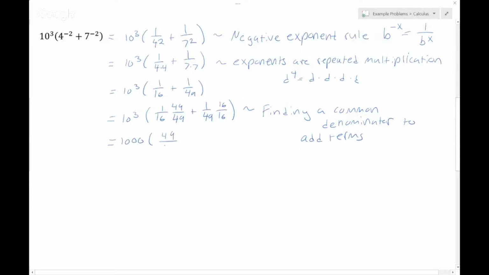Now that we have a common denominator of 784, we can just add these two fractions together to get a fractional number that we can multiply by 1,000 to find our fractional answer. With that said, for this problem, we end up getting 65,000 over 784, which is about 82.9082, rounding.